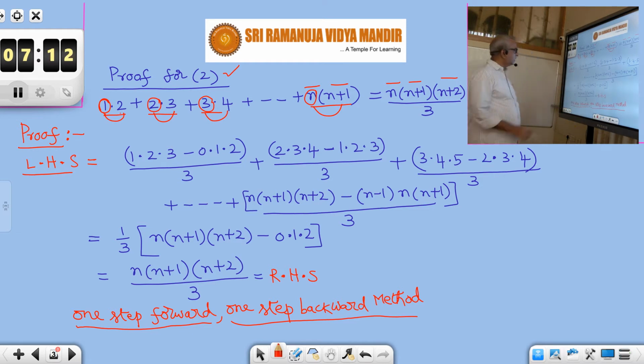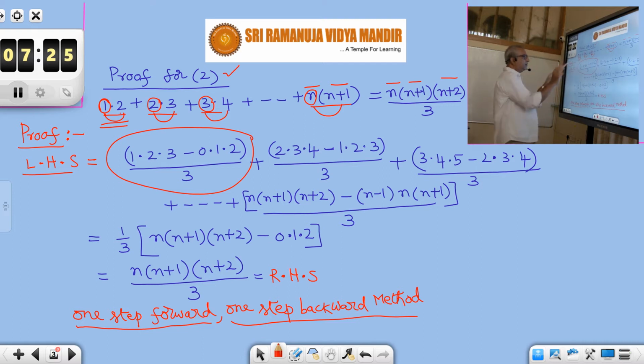Why? You know here. So take the first term, 1 into 2. Left hand side I am considering, I am taking the first term 1 into 2. That 1 into 2 is written like this. I have taken 1 into 2, and I have gone one step forward with the same common difference. 1, 2, common difference is 1. With the same common difference I have gone forward. That means 1 into 2 into 3.